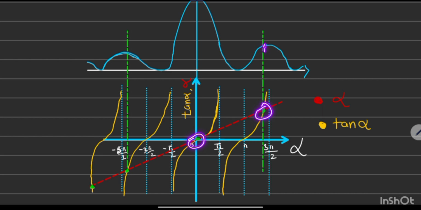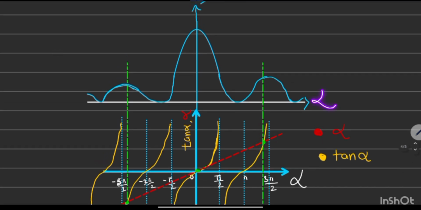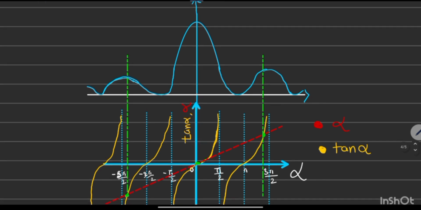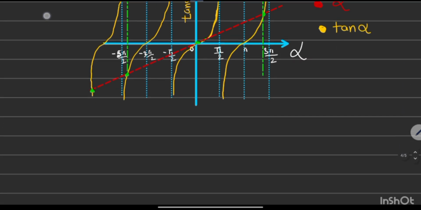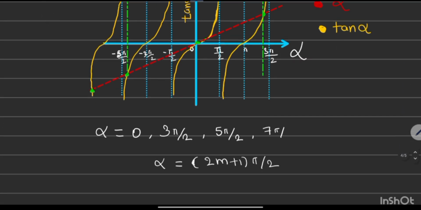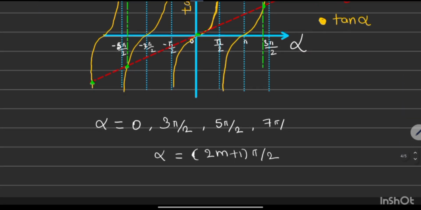You can see this is intensity as a function of alpha. Since we have one solution here, intensity is maximum. Again another solution is here, intensity is maximum. And again another solution is here, again the intensity is maximum. So these maxima are happening for values of alpha equal to 0, 3 pi by 2, 5 pi by 2, 7 pi by 2.